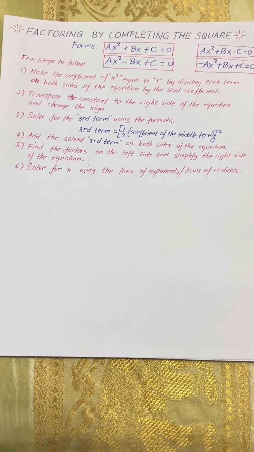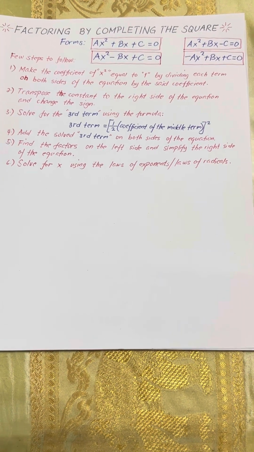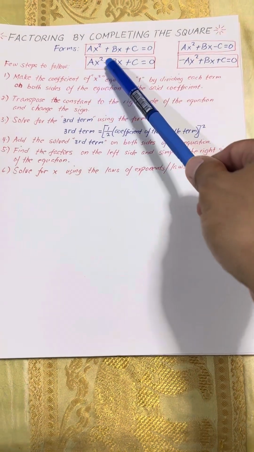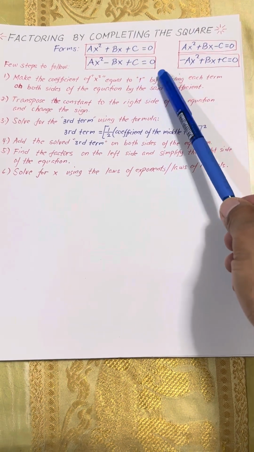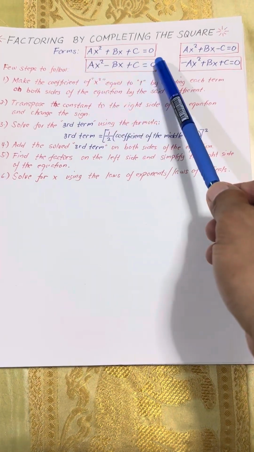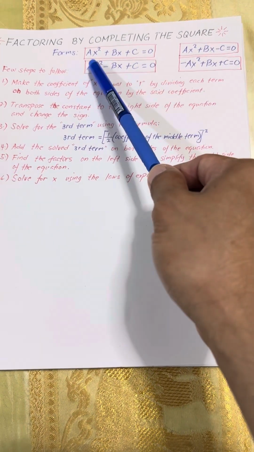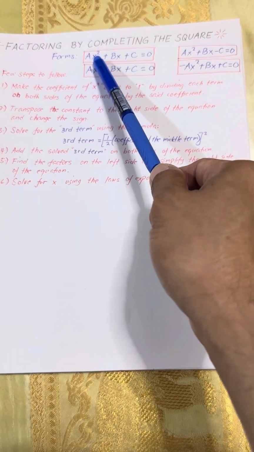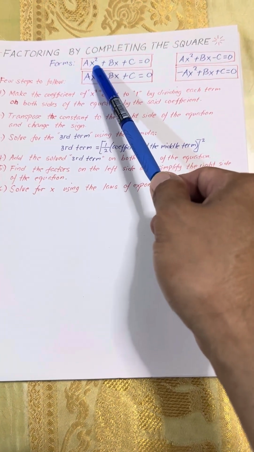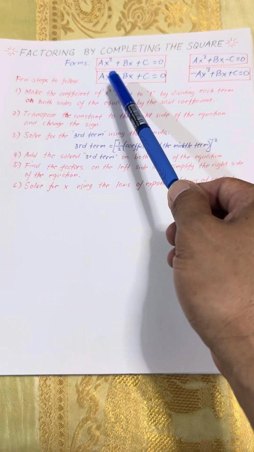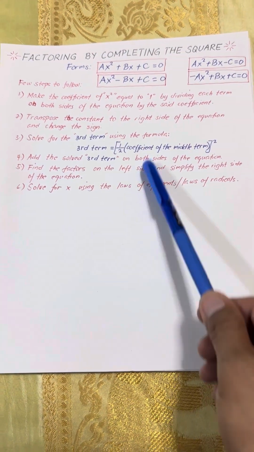Okay, so the form that we need to factor is in this form: ax squared plus bx plus c equal to 0. This is actually a quadratic equation. So when you see the power, or the exponent, or the degree of the variable equal to 2, this is called a quadratic equation. Okay, we have several forms.